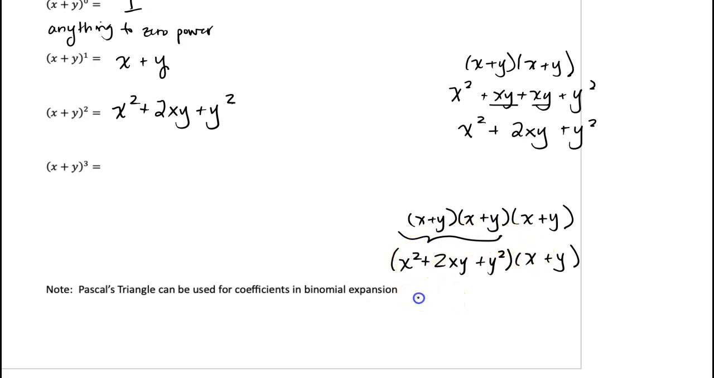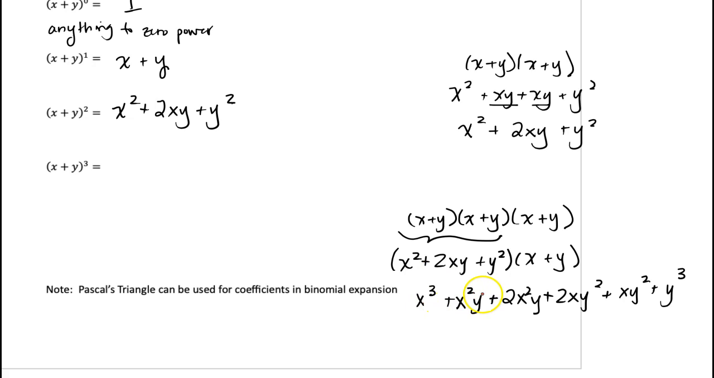X squared times x is x cubed. X squared times y is x squared y. 2xy times x is going to be 2x squared y. 2xy times y is 2xy squared. Distributing the y squared times x, I'll have x times y squared. And then y squared times y will have y cubed.